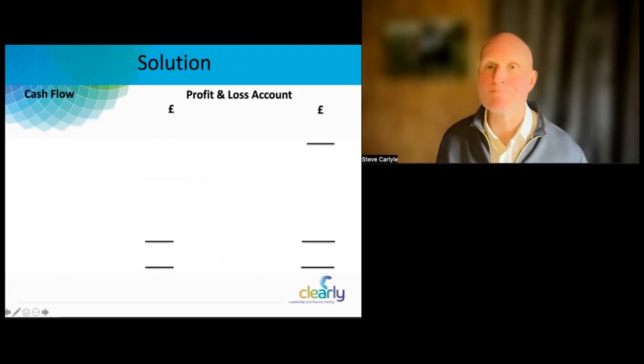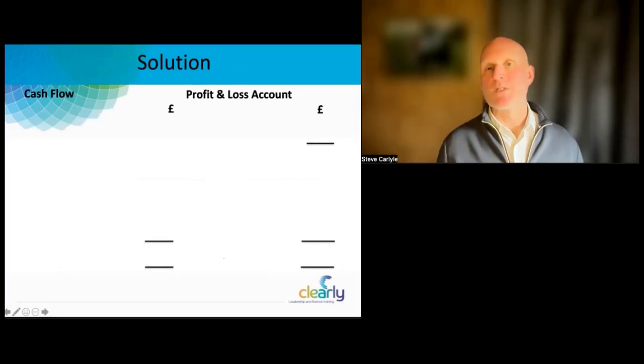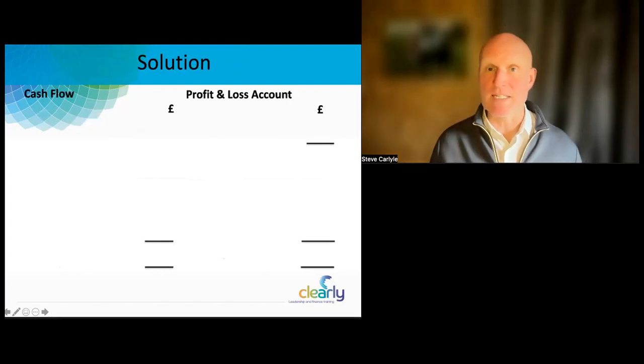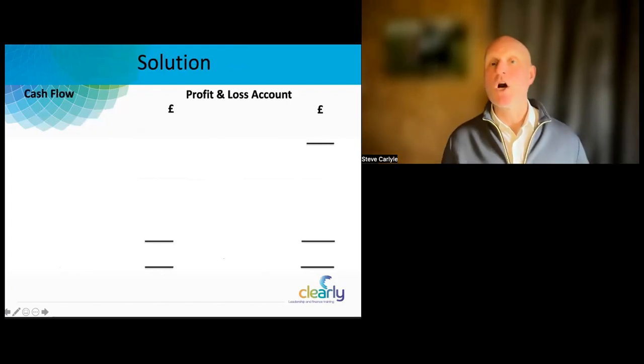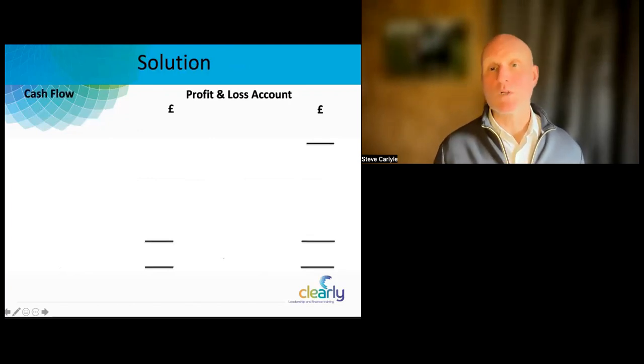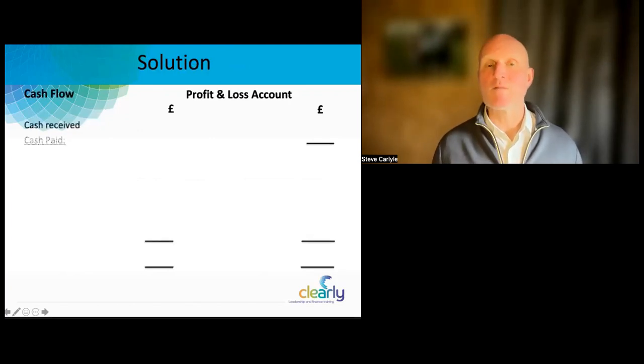So let's have a look. On the left, I've produced a pro forma for the cash flow statement, and I'm just going to fill that in with all the different categories that would go on that cash flow statement. And on the right, I've produced a profit and loss account. And we're going to talk through what would go in there.